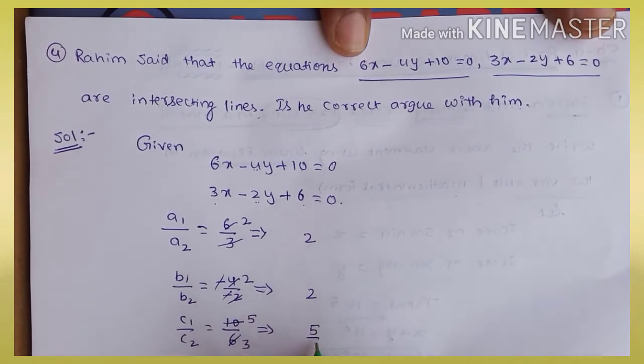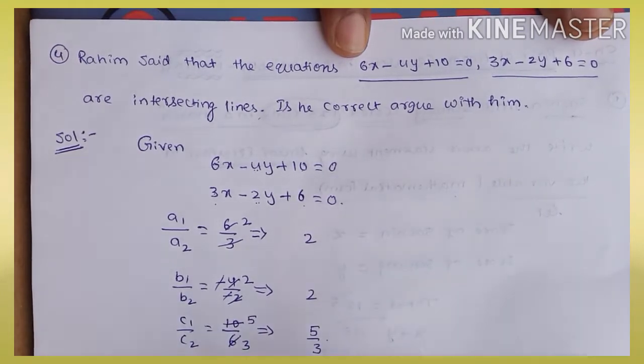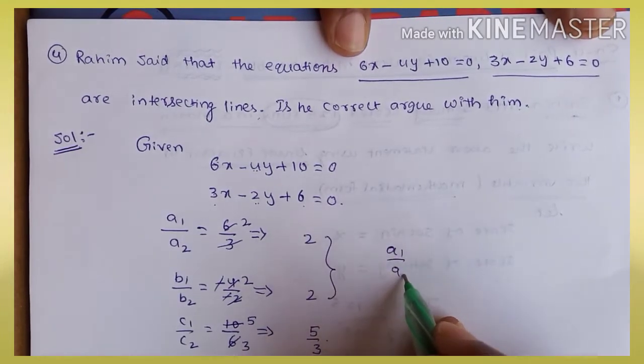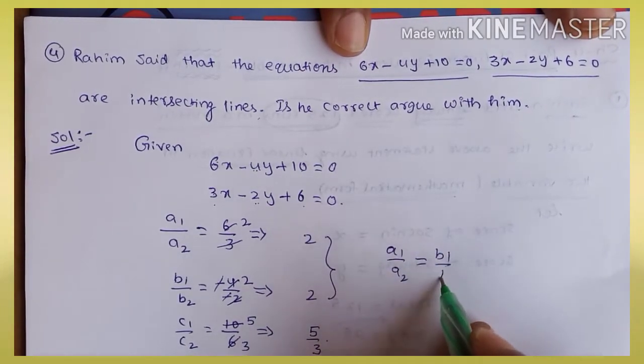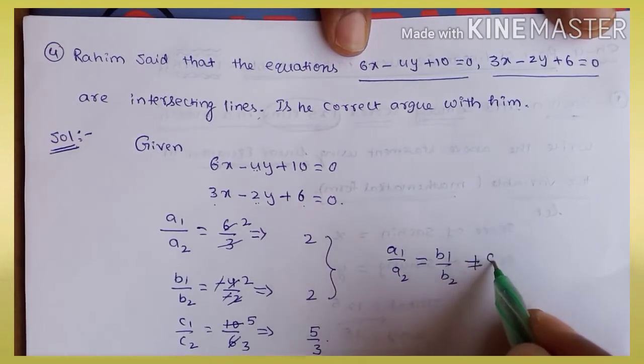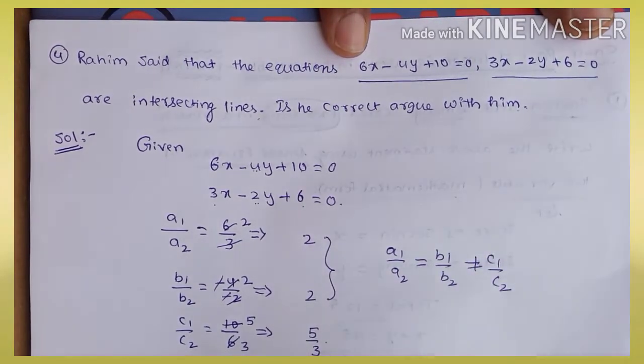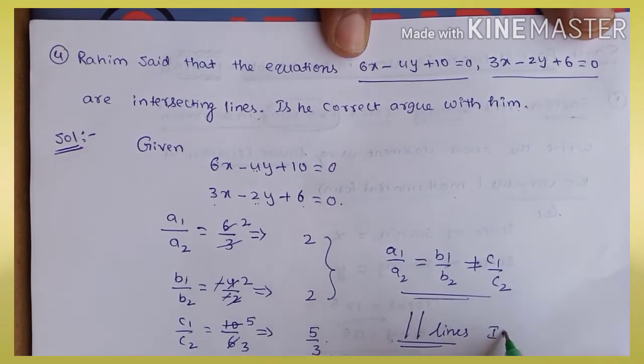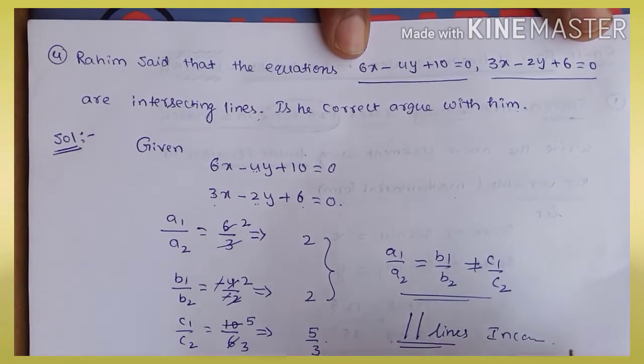You got the value here 5 by 3, which means these two are equal and this is not equal. A1 by A2 is equal to B1 by B2 not equal to C1 by C2. This is the condition for the lines which are what type of lines?